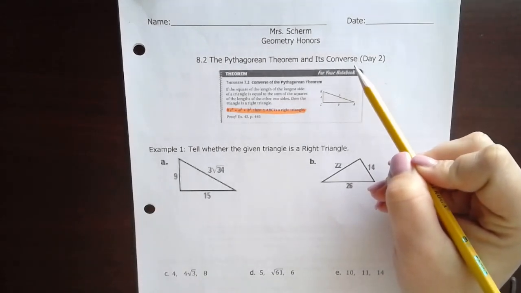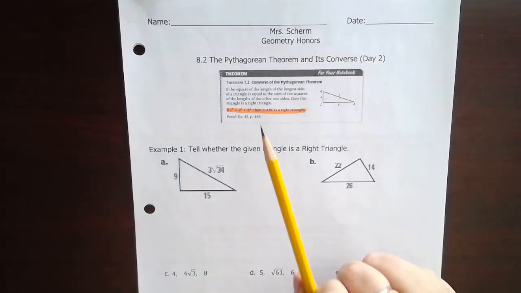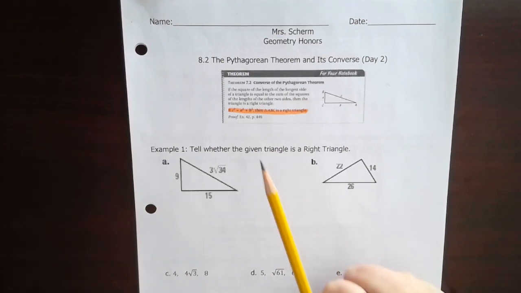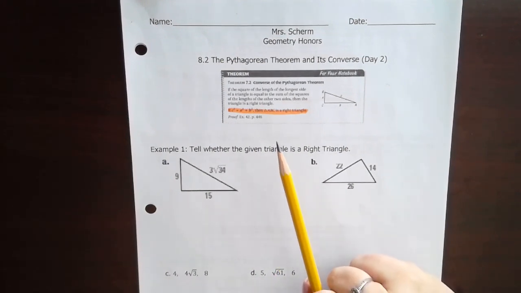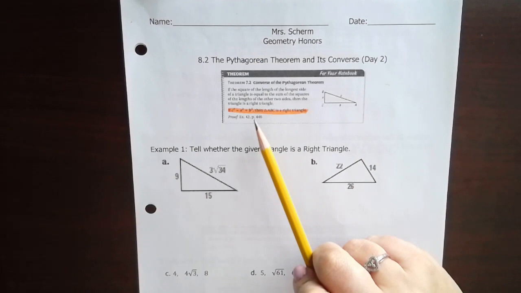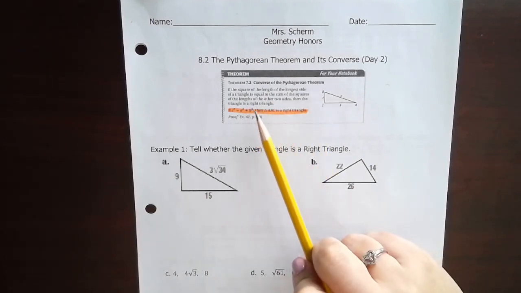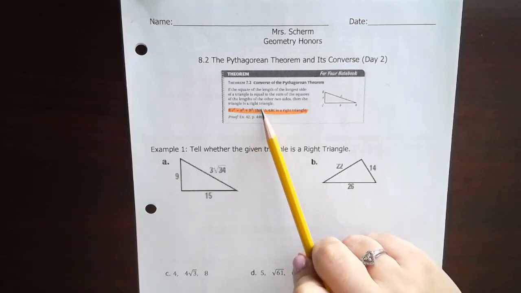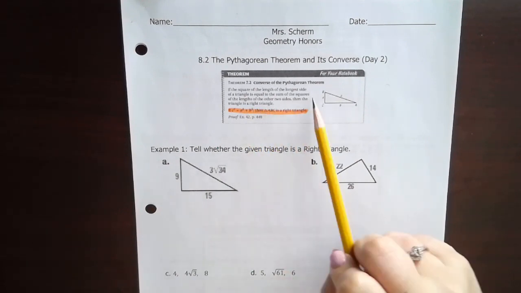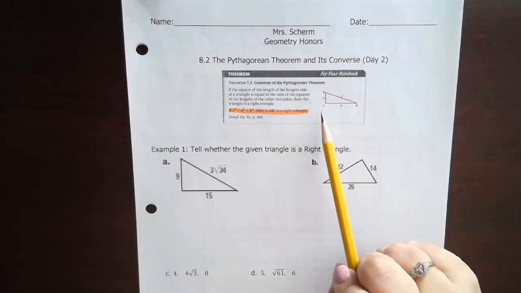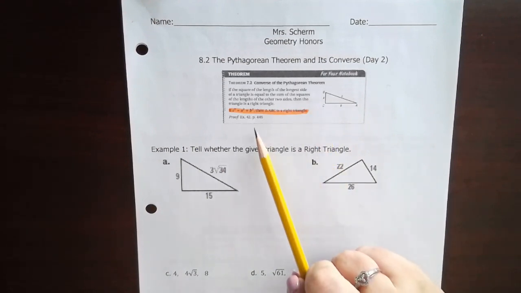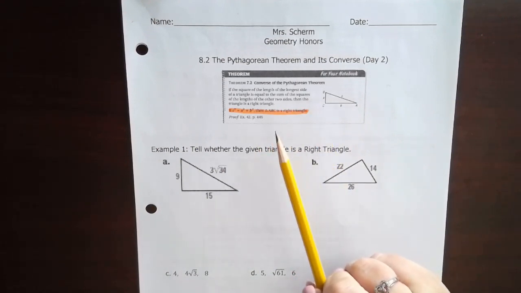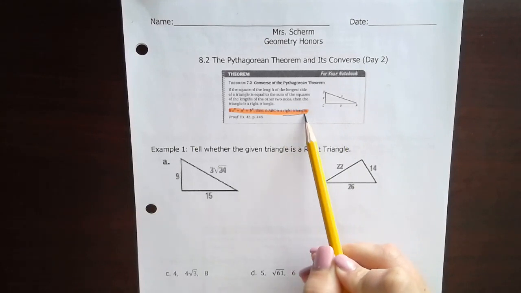Yesterday was the Pythagorean theorem. All right, so the converse of the Pythagorean theorem says if the square of the length of the longest side of a triangle is equal to the sum of the squares of the lengths of the other two sides, then the triangle will be a right triangle. So basically, we are going to do the Pythagorean theorem. If a squared plus b squared equals c squared, it will be a right triangle.